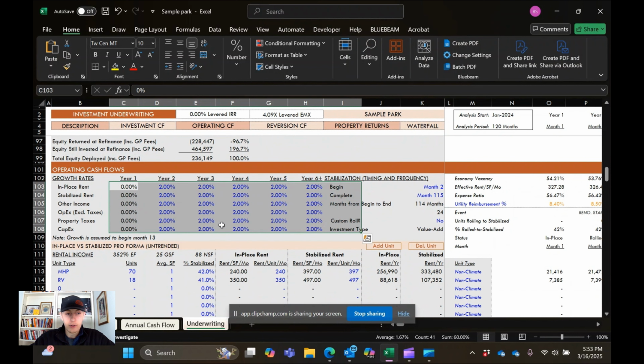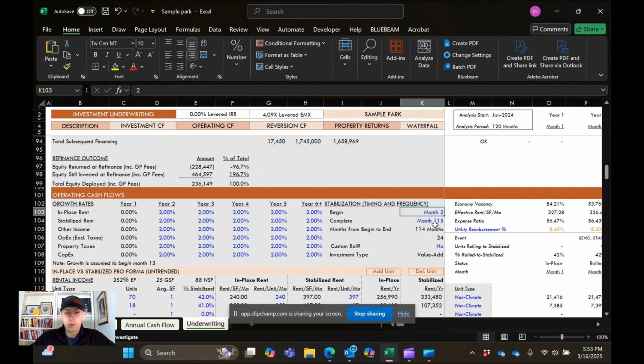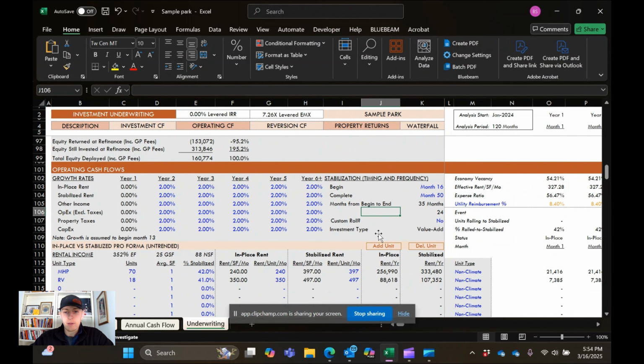Standard growths: rent, income, expenses, taxes, capex, just year over year, slightly increase. So because this is in 2024, we're not going to start this until month 16, and this won't be completed until 5 years, 60 months total. So this is like 8 years or so. So we're probably going to put this down to 50 months, something right there.